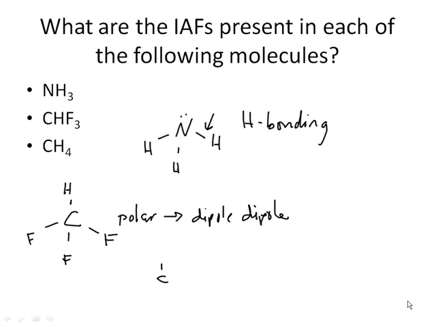CH4, when we draw its Lewis dot structure, has 4 H's. It's symmetrical. We know it's nonpolar, which means that we can automatically conclude that it has London forces for its intermolecular attractive forces.